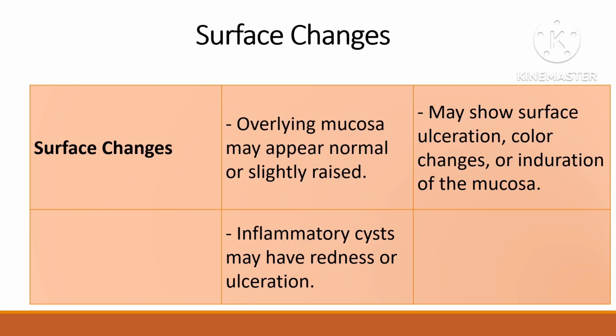The mucosa over a cyst appears to be normal or slightly raised, and in the case of a tumor, it may show surface ulceration, color changes, or induration of the mucosa.